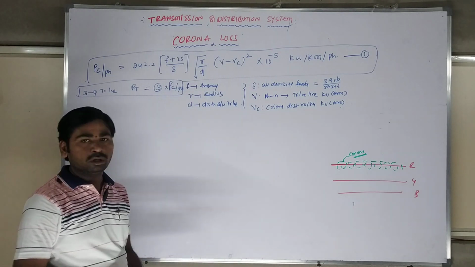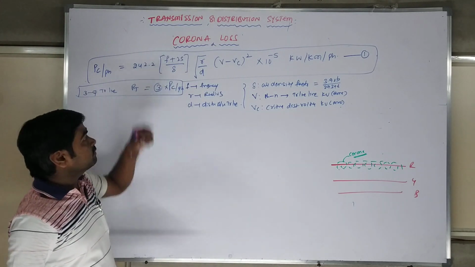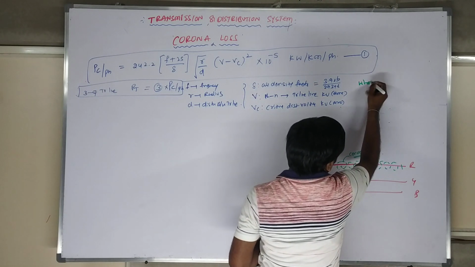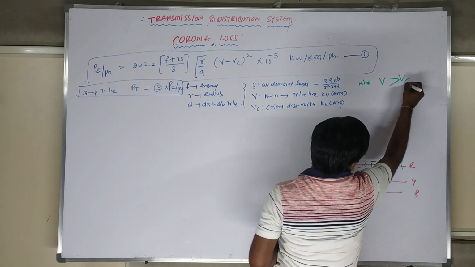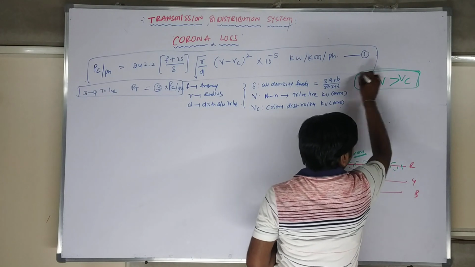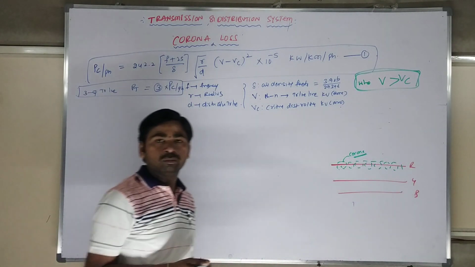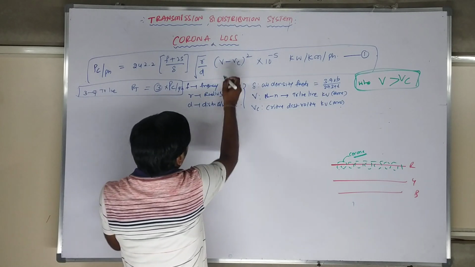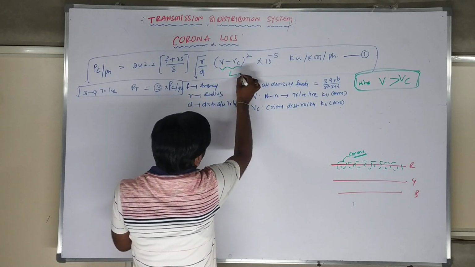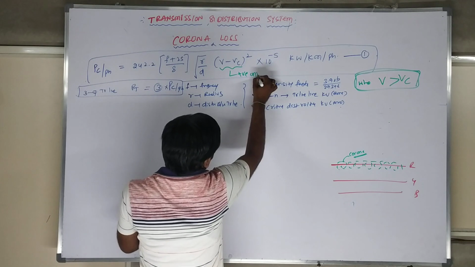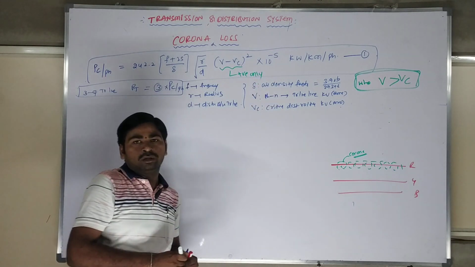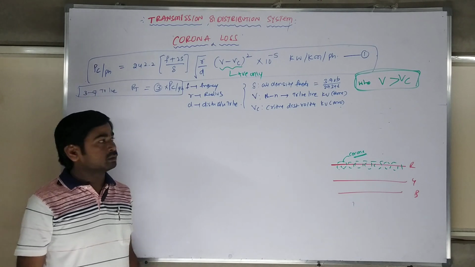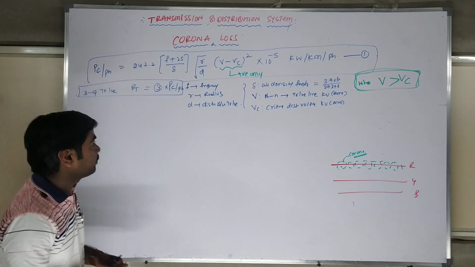One more important note is that this formula is applicable only when the voltage is greater than the critical disruptive voltage. Then only will corona loss come into the picture. The value of (V minus Vc) should be positive only. If it is negative or equal to zero, corona loss will not come into the picture and you should not calculate it. This is one important point.